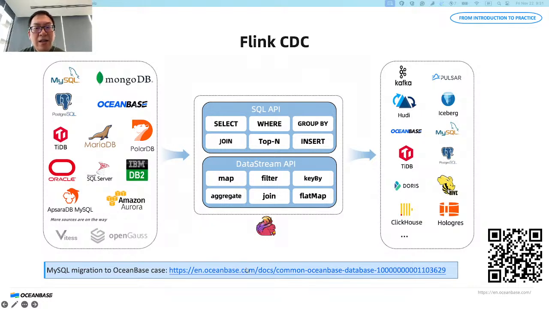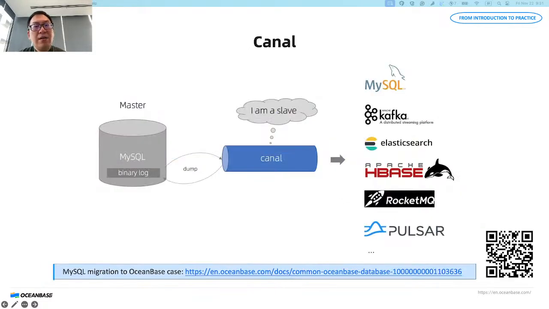Here is the case of MySQL data migration. If you are interested, you can go and have a look. The next one is Canal. Canal is an open source product of Alibaba. The main purpose is to parse incremental logs based on the MySQL database and provide subscription and consumption of incremental data. The picture shows the working principle of Canal.